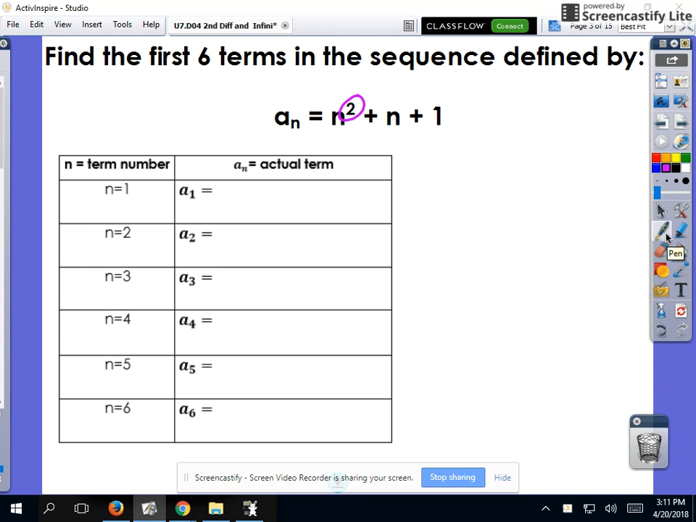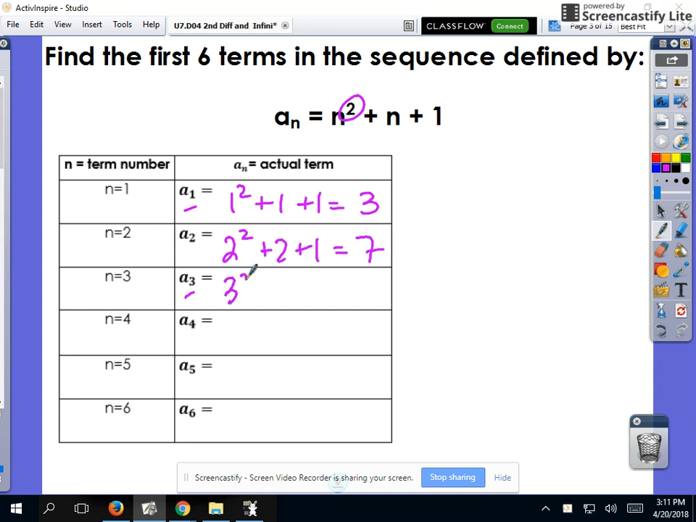For our first thing, we're going to create the table. We're going to work through each of these to see what the values are. So plugging in 1, that's 1 squared plus 1, which gives us 3. Easy enough. All right. If we do 2 squared plus 2 plus 1, that is 7.